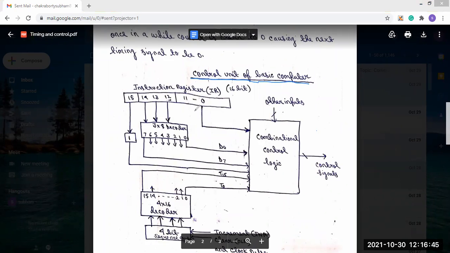Now, this is the instruction register that we are talking about, where bits 0 to 11 are divided out. Then from bit 12.